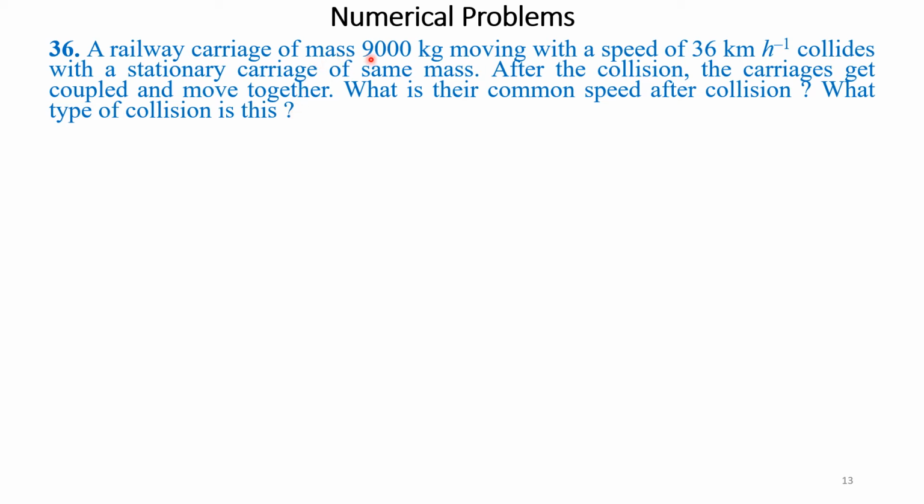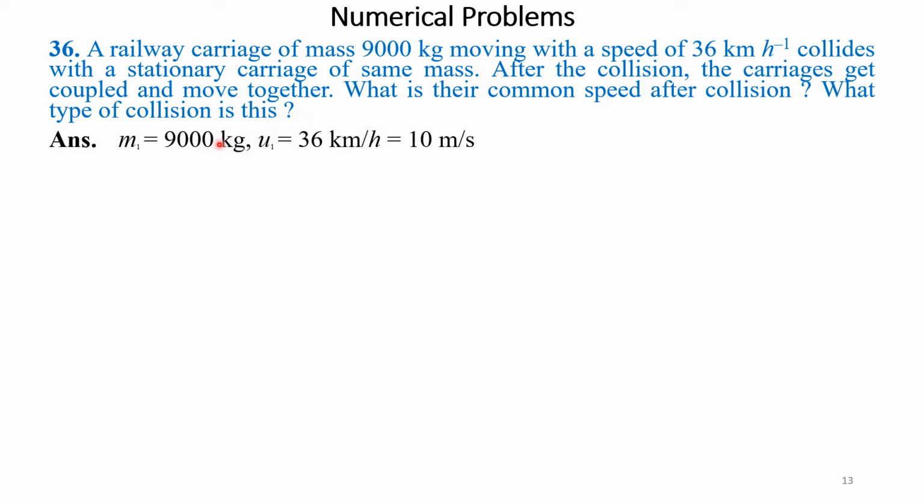First, M1, that is the mass of the first carriage, whose weight is 9000 kg, is moving with a speed of 36 kilometers per hour, and the second carriage is stationary, that is, it is not moving, and after it collides, it moves with the same velocity, coupled together. So we have to find the velocity after collision and we have to identify the type of collision.